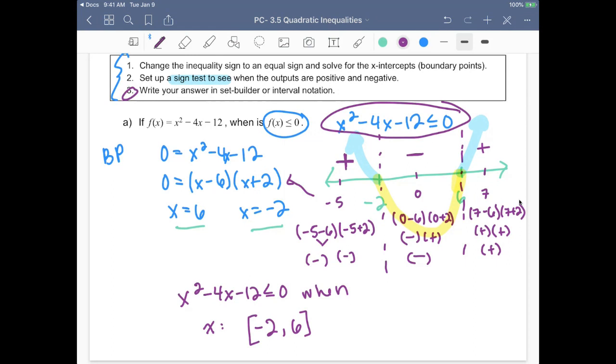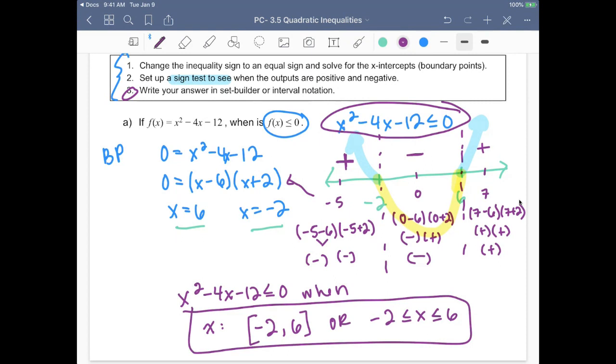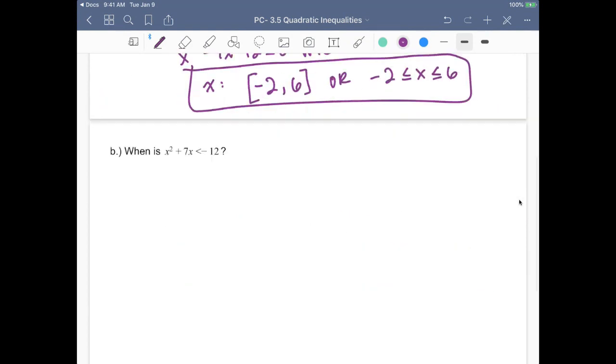That's step 3. We write in set builder or interval notation. Or in set builder notation, you can write negative 2 is less than or equal to x, which is less than or equal to 6. So either of those are acceptable. All right, let's do another one.